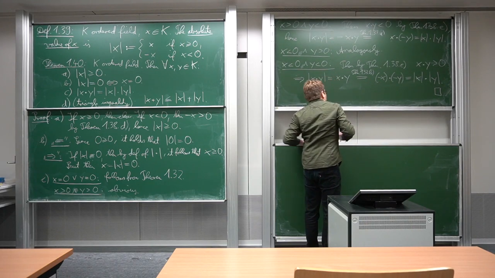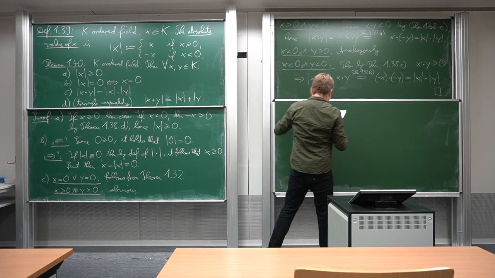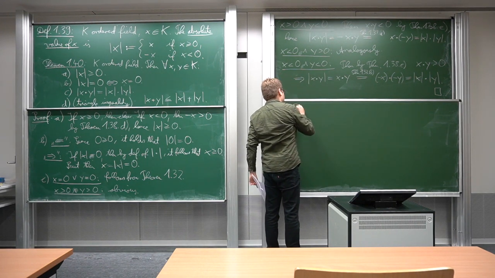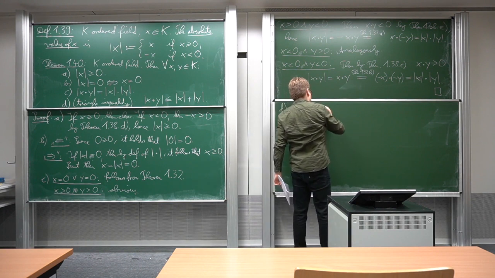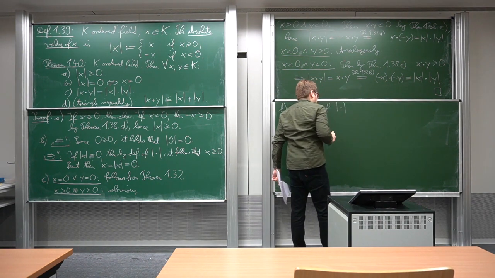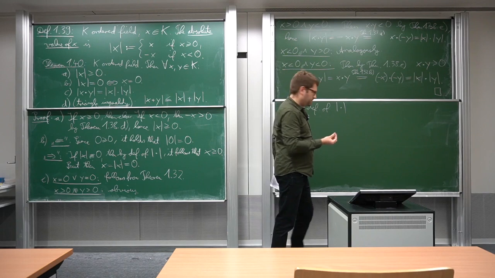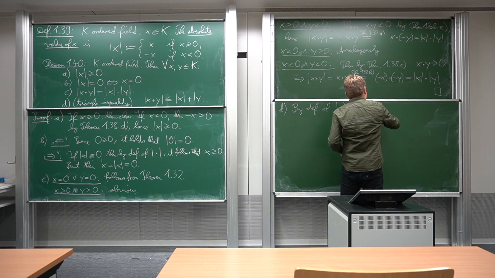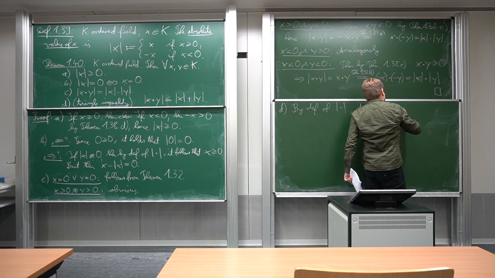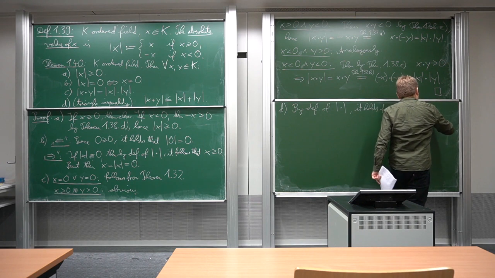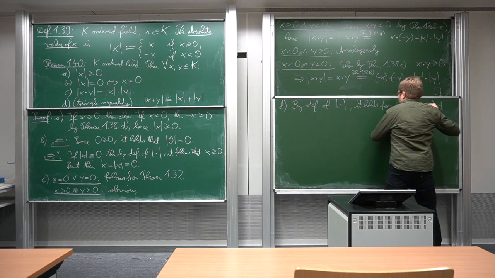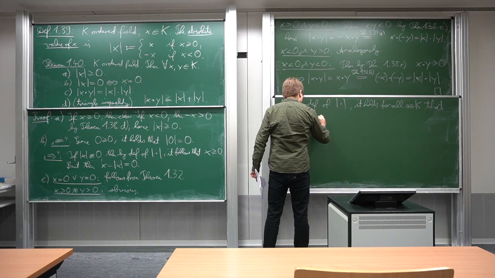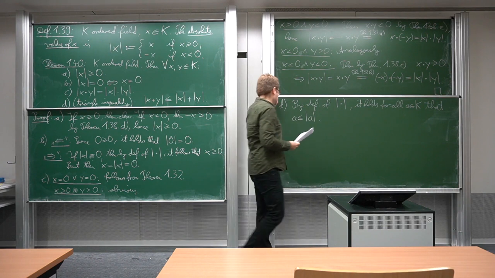Okay, we need to show part D, the triangle inequality. First of all, we make a slight observation, namely by definition of the absolute value. So we know that if it's not negative, nothing changes. If it's negative, it's made positive. This has a simple consequence, namely by definition of the value, it holds for all a in K that a is smaller than or equal to its absolute value. Yeah, very simple, very easy to see.